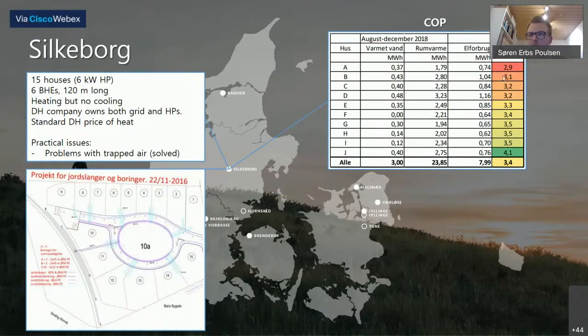Because it was a research project, there is some information about the COP. There was some additional instrumentation that was employed. And the average COP is around 3.4. So I guess it's what can be expected from a system that doesn't utilize cooling. Cooling will have the effect of raising the COP somewhat.